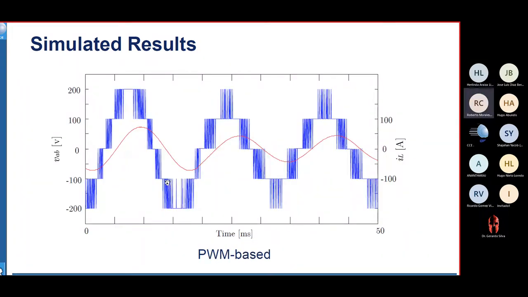And in the case when the PWM strategy is used, we can see here also the output voltage of the inverter and the current. And when the reference of the current changes, the current follows it slower than with the model predictive control.